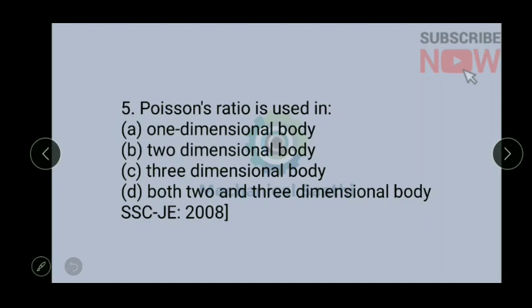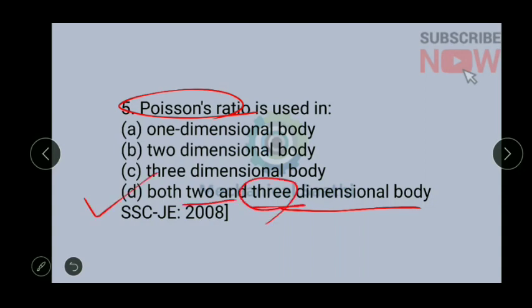Moving towards the next question. Poisson's ratio is used in which dimension? Option A says one dimensional body, option B two dimensional body, option C three dimensional body, or option D, that is both two and three dimensional body. If we check, Poisson's ratio can be applied to both two and three dimensional bodies. So here option D will be the correct answer. It was asked in 2008, year 1.